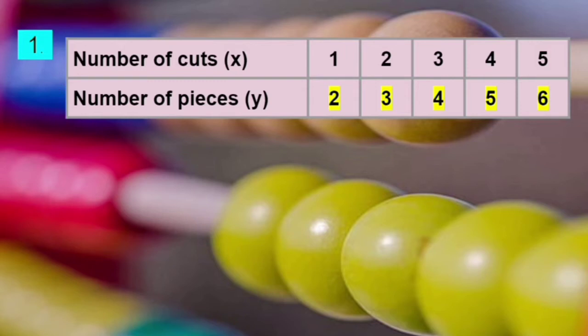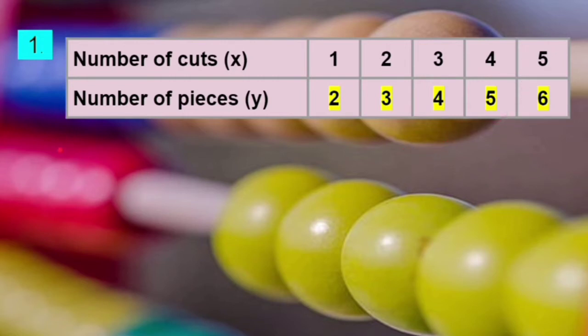We cut the strings once, twice, thrice, 4 times, and 5 times. That is the value of x. And then the number of pieces are 2, 3, 4, 5, 6. Meaning to say, when you cut the string once, there will be 2 pieces; 2 cuts, 3 pieces; 3 cuts, 4 pieces; 4 cuts, 5 pieces; and 5 cuts, 6 pieces.